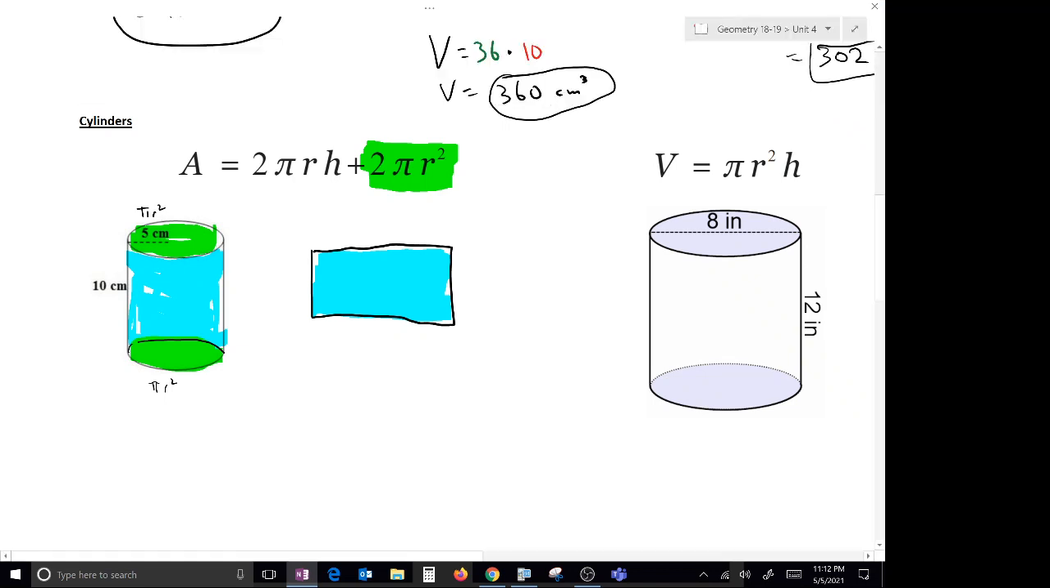And then if we looked at 2 pi r, 2 pi r is the circumference of a circle, so that would be all the way around, which would be the length of our rectangle. And then the h would represent the height of that, so that would be that part. So that's how we get the area of our lateral part. So that explains where both parts of our formula ultimately come from.